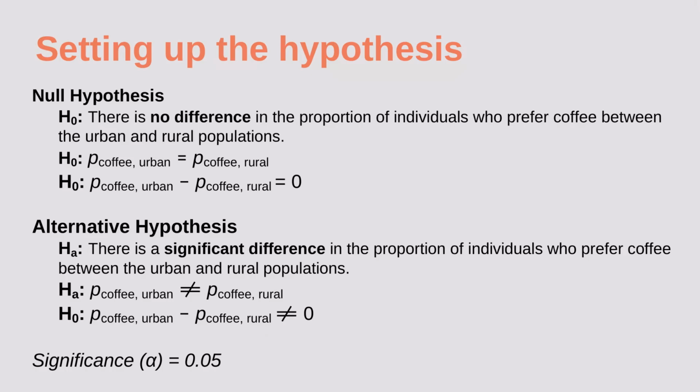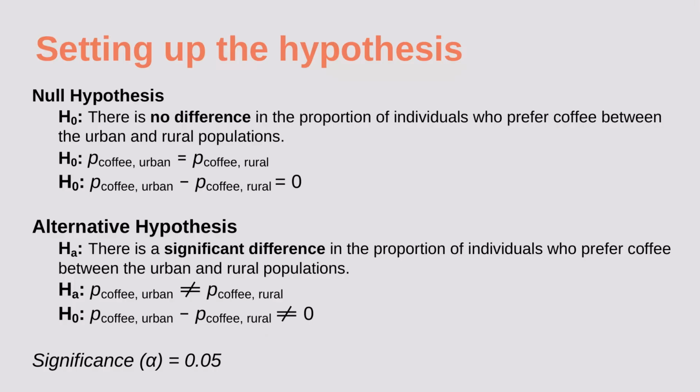The null hypothesis H0 says that there is no difference in the proportion of people who prefer coffee between urban and rural areas. In other words, both groups have the same coffee preference rate. Mathematically, we can state that the difference between the two proportions is 0.